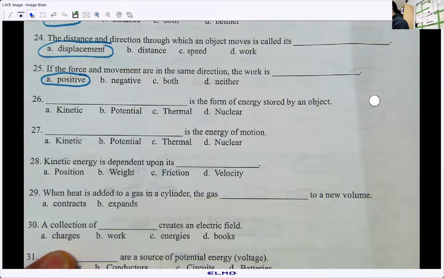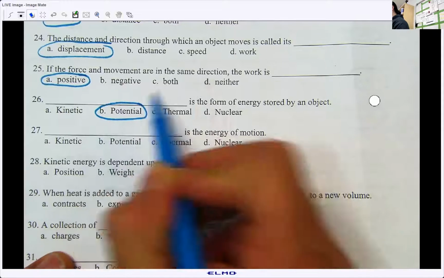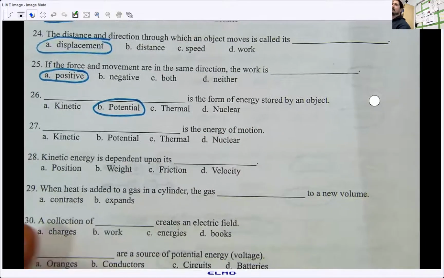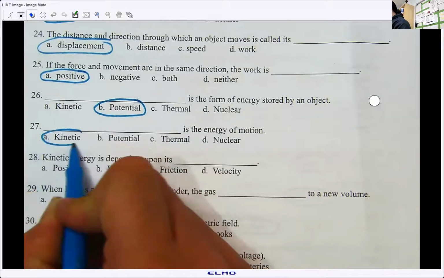Blank is the form of energy stored. If it is stored for later use, it's potential energy, like a battery, right? A battery has potential energy. Blank is the energy of motion. It's kinetic energy.